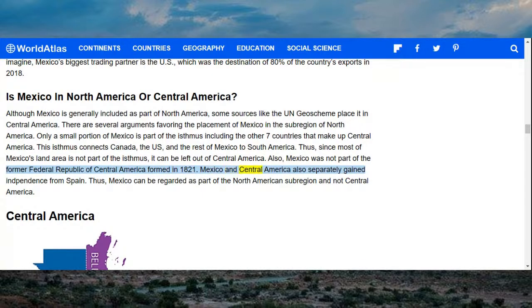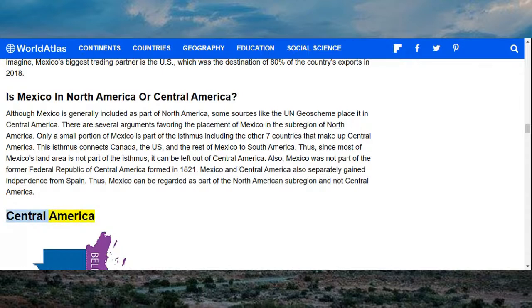Mexico and Central America also separately gained independence from Spain. Thus, Mexico can be regarded as part of the North American subregion and not Central America.